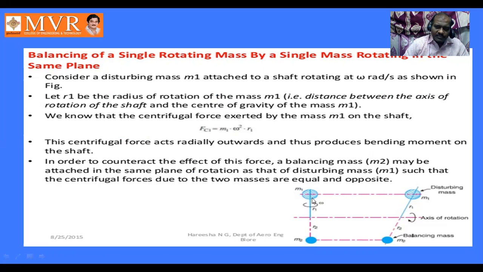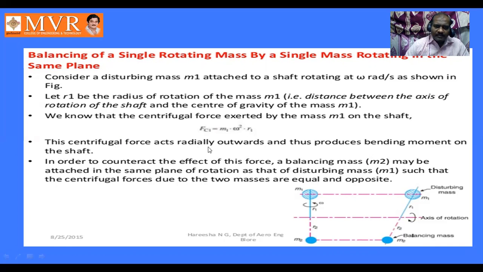So to bring this state into a balanced condition, we can add another mass, m2, at a distance r2. We know that the centrifugal force exerted by the mass m1 on the shaft is Fc1 = m1 omega squared r1. So centrifugal force is nothing but a product of mass m1, speed and r1. How many parameters are there? The third point we are discussing: the parameters we can use to bring an unbalanced mass into a balanced state. That is m into omega square into r1.